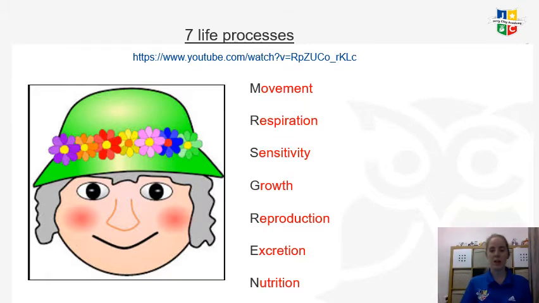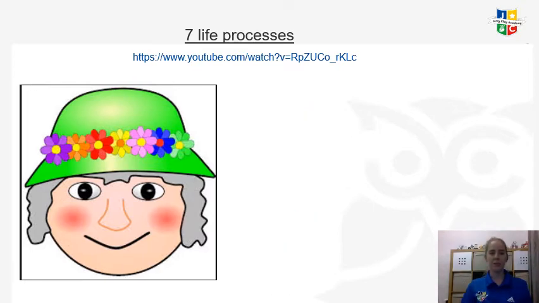What I'd like you to do now is pause the video and follow the link below and watch the video clip on the 7 life processes for more detail about each individual process. Now that you've watched the video, let's have a look at the 7 life processes in order and some explanations that are simple and easy to remember. So the first one is movement, and that means when you're travelling from one place to another.